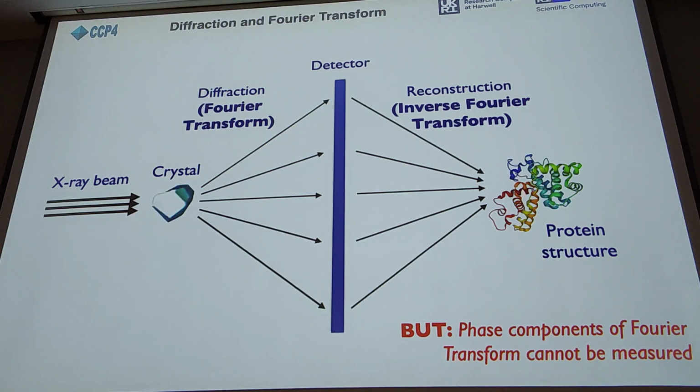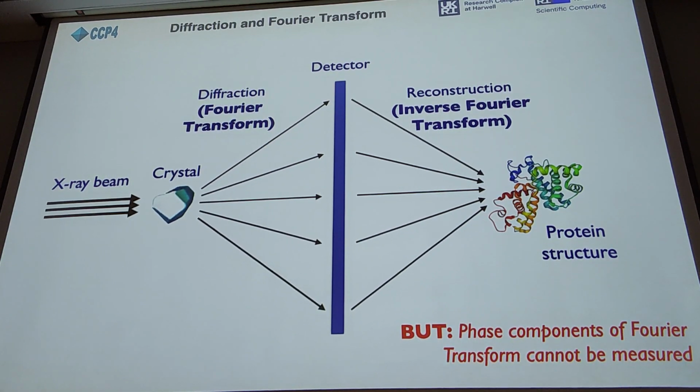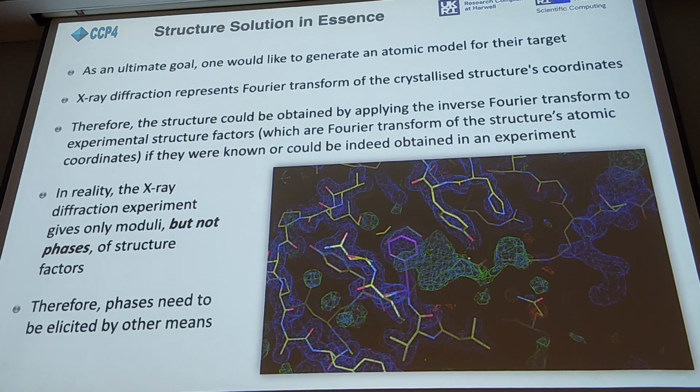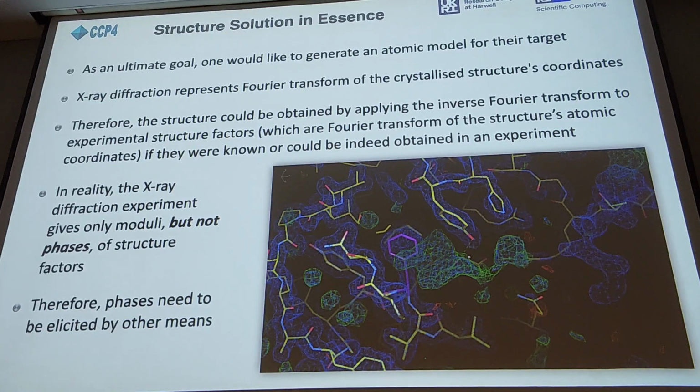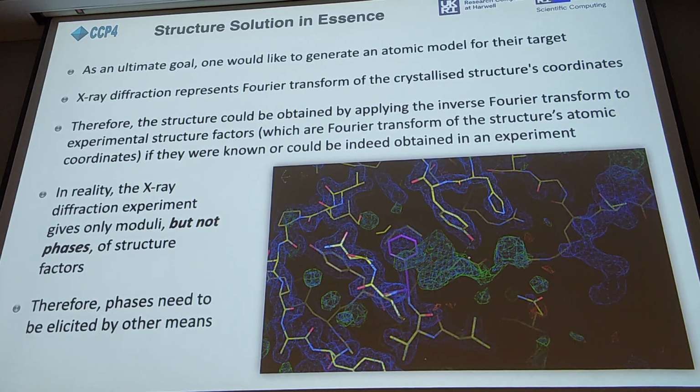Now, as you remember, we don't have phases when we do experiments. We collect the intensities, we want the amplitudes, and we want to somehow get the phases and bootstrap our way into a solution, cycling round and round until we've got the best solution we can get. Now, the result of the experiment is not so much the atomic model, it's the map. We're using the structure as a model of what's in the map.